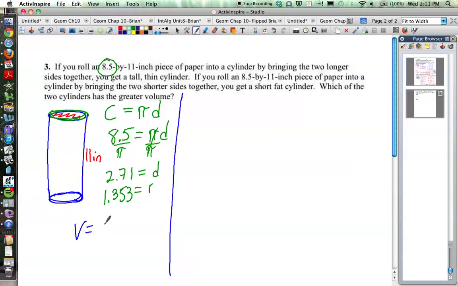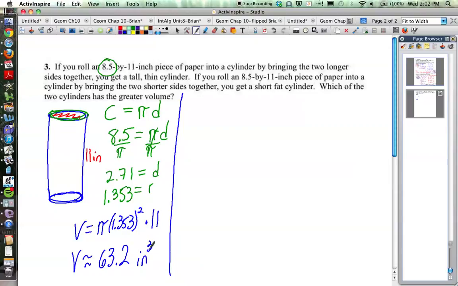All right, so the volume is going to be the area of the base times the height. So the area of the base is going to be pi times 1.353 squared. That's the area of the base, pi r squared, times the height of 11. So pi times 1.353 squared times 11, that's going to be approximately 63.2 cubic inches. All right, so that's the volume of that cylinder.